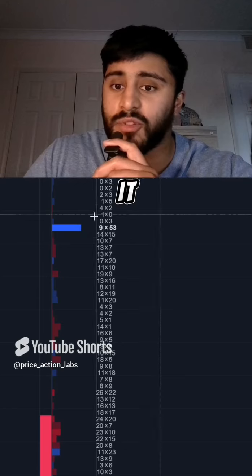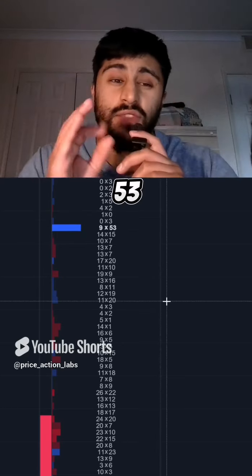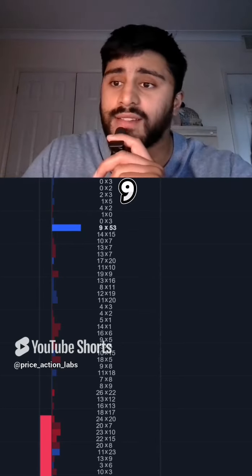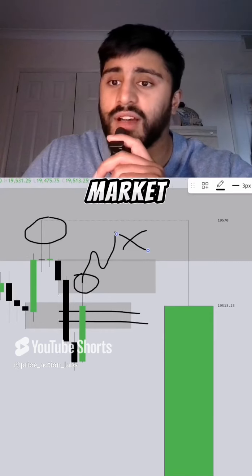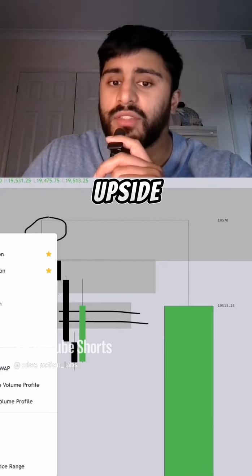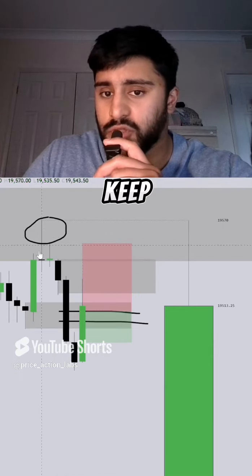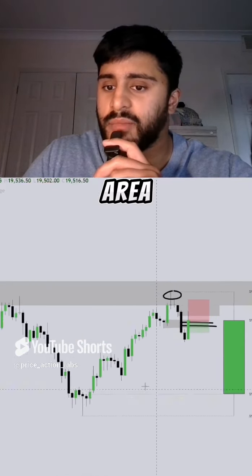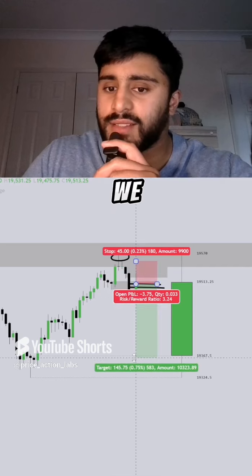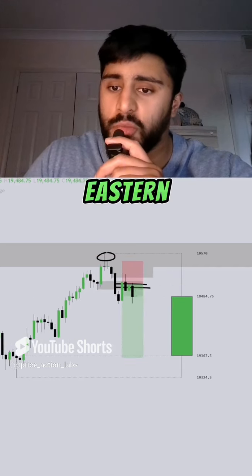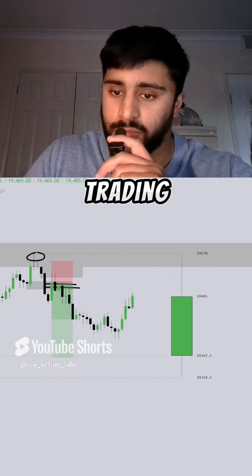To be precise, it was 9 for 53. So there were 53 buyers and only 9 sellers. Despite that, the market was unable to break to the upside. This is what gives us our indication to take shorts from this area, and we can comfortably keep our stop loss just above this particular area. From here, once that's in place, we can simply target the 10 a.m. Eastern open time as a rough time to be trading from.